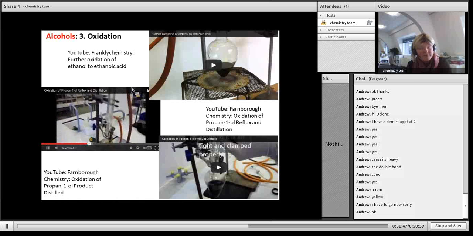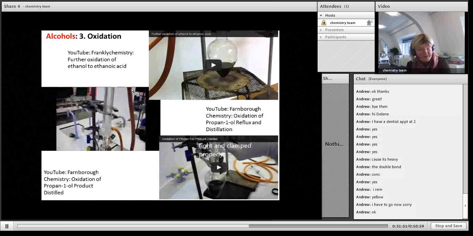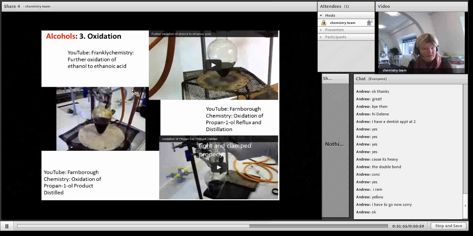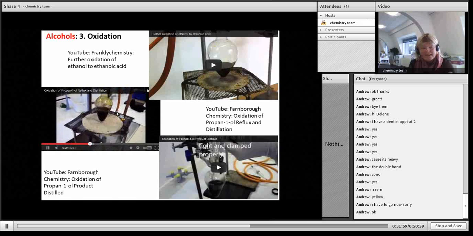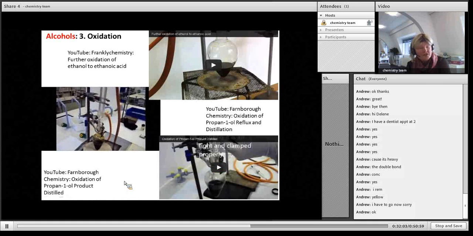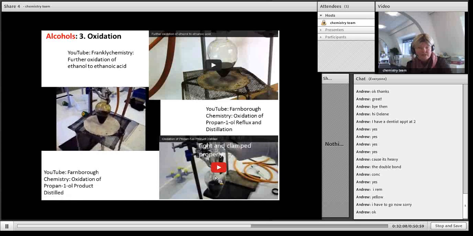So there you're refluxing it. It means it goes straight up, condenses, and drops back down again. That means you're going to be making the carboxylic acid if it's from a primary alcohol. If you want to distill or remove the product as it's being formed, so you get the aldehyde, then you'd have to distill it, and you can watch this one over here.